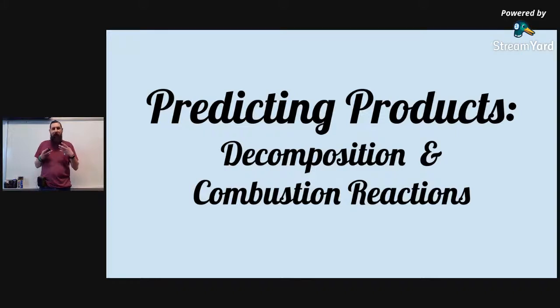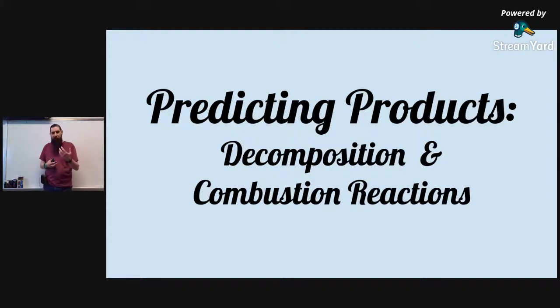So we're going to be looking at predicting products of decomposition and combustion reactions. In a previous video, I looked at predicting the products of synthesis reactions. And in that video, I talked about the fact that there are 5 types of chemical reactions. There's synthesis, decomposition, combustion, and then single and double replacement. I'm going to do another video on single and double replacement here shortly. But in this video, we're looking at decomposition and combustion reactions.